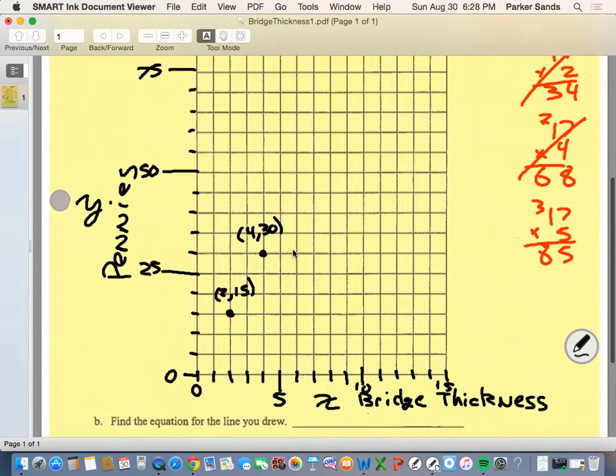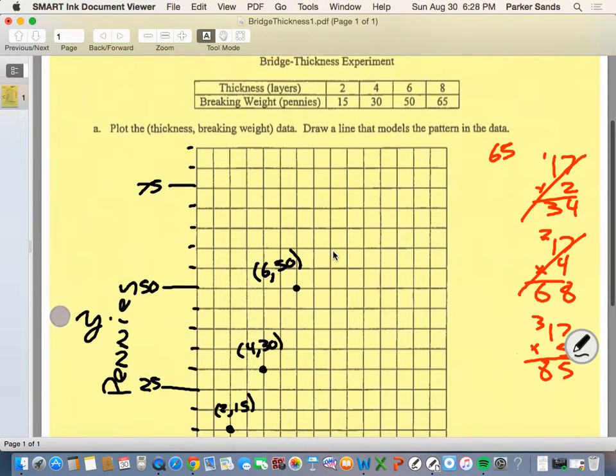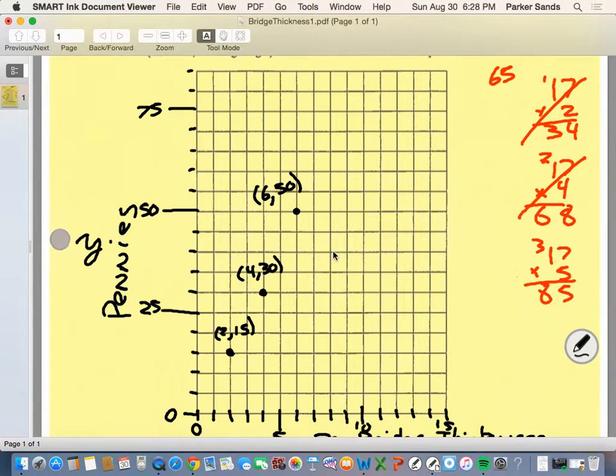Six and 50. Here's 6, and here is 50. Last we have 8 and 65. 8, 50, 55, 60, 65.